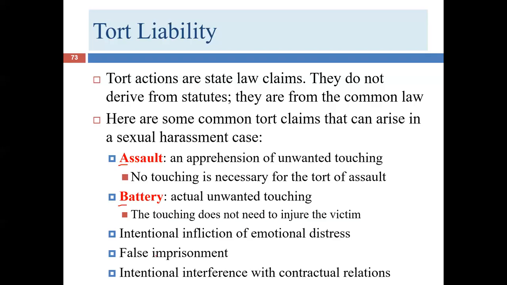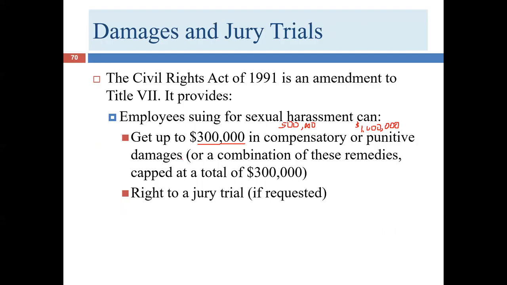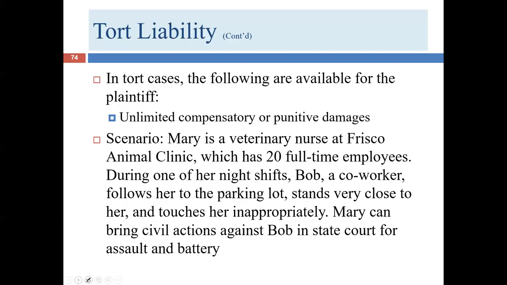Another possible theory is intentional interference with contractual relations. A benefit to tort cases is that we have unlimited compensatory and punitive damages. We also have the ability to use jury trials in this situation. So we aren't facing this cap of $300,000. So if the jury awards $500,000 for compensatories in the tort claim and $1 million for punitive damages in the tort claim, then very possibly the plaintiff actually gets $1.5 million. So you can see why tort claims are very powerful tools for the plaintiff to use in his or her case.